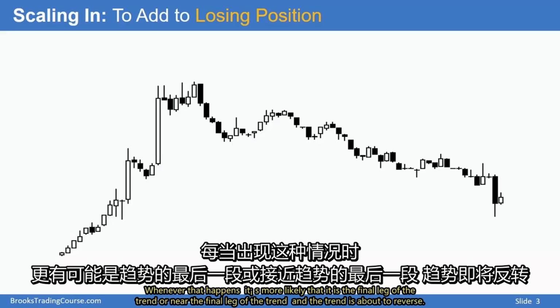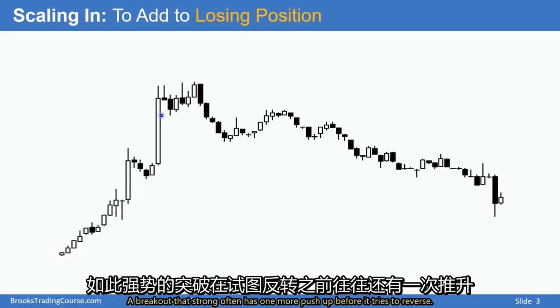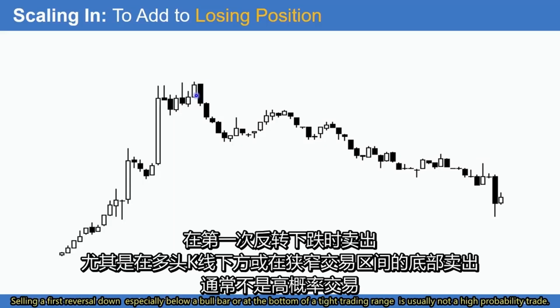Whenever that happens, it's more likely that it is the final leg of the trend, or near the final leg of the trend, and the trend is about to reverse. A breakout that strong often has one more push up before it tries to reverse. Selling a first reversal down, especially below a bull bar, or at the bottom of a tight trading range, is usually not a high probability trade.